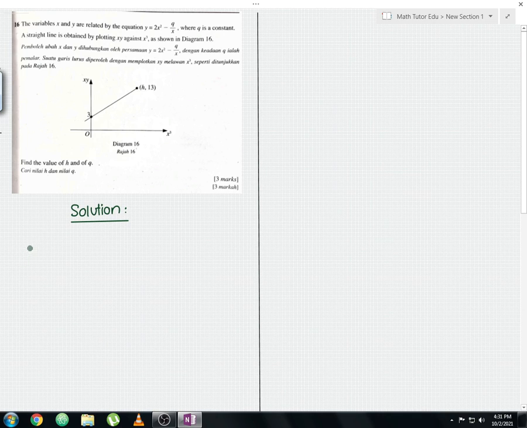So the question gave that y is equal to 2x squared minus q over x. So in order to come up with the axes of xy versus x cubed, what we're going to do here is we're going to times the whole equation by x. So when you times the whole equation by x, you should get xy is equal to 2x cubed minus q.